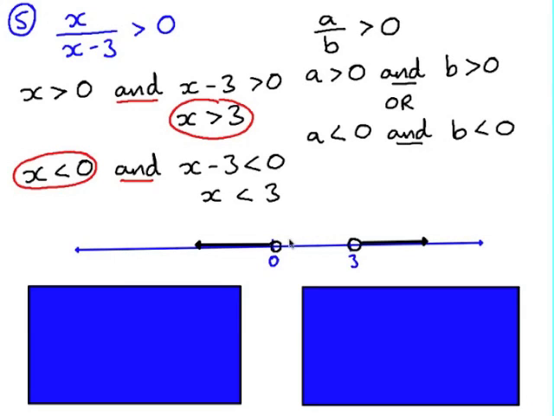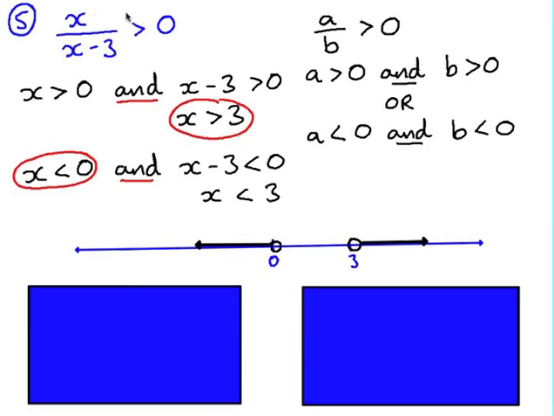And notice that I've used open circles on the number line to show that x cannot equal 0 and x cannot equal 3. If x was 0, then this quotient would be equal to 0 and not greater than 0. And if x was 3, then we would have the situation where we're dividing by 0.